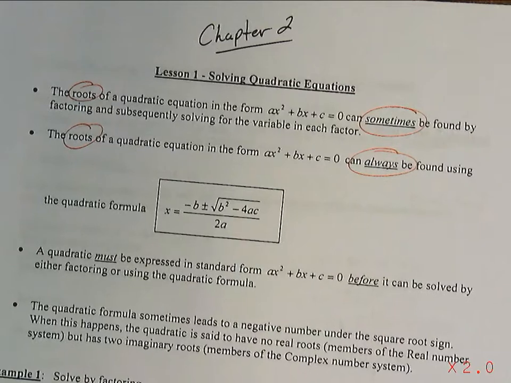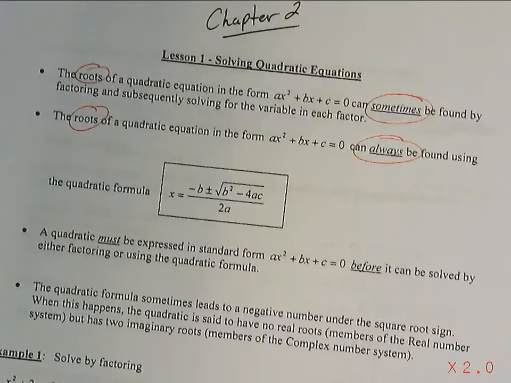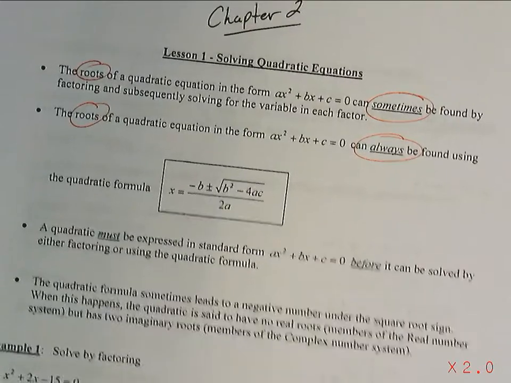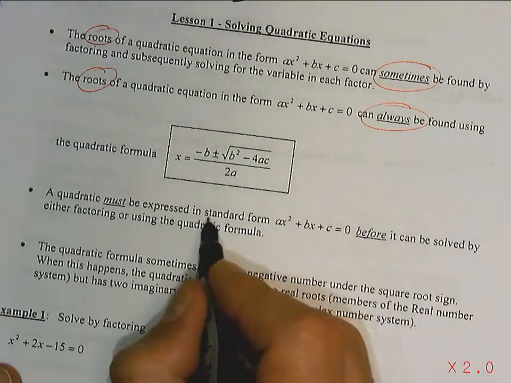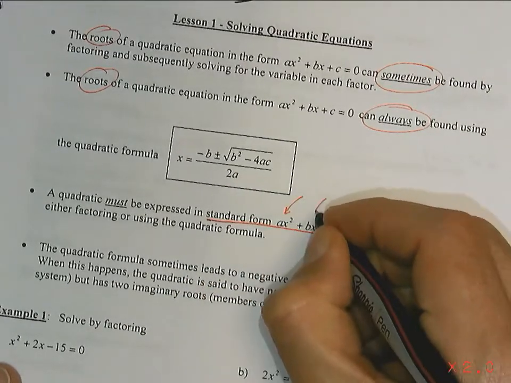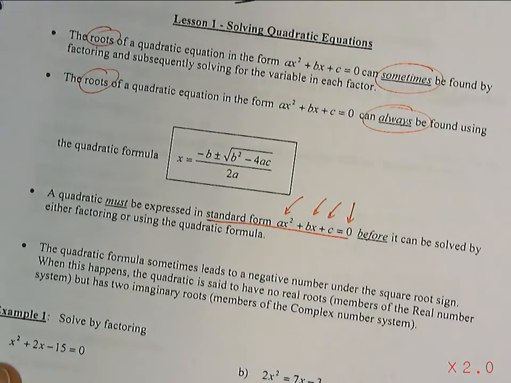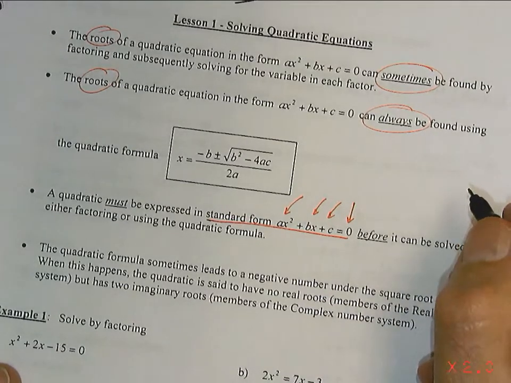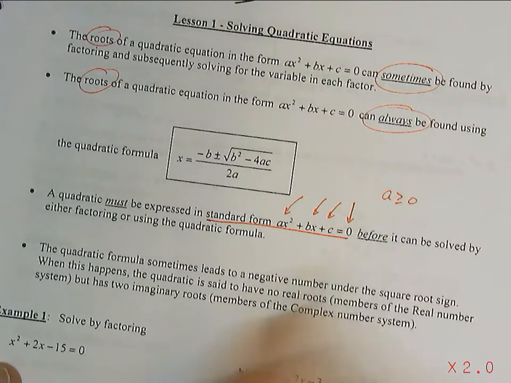Okay, get it tattooed on your arm or whatever, but you've got to know that inside out. A quadratic must be expressed in standard form. Standard form is ax squared plus bx plus c equals 0. And if you want to make your life more convenient, then you're going to make sure that a is always greater than or equal to 0. So you're going to make sure that a is a positive number.